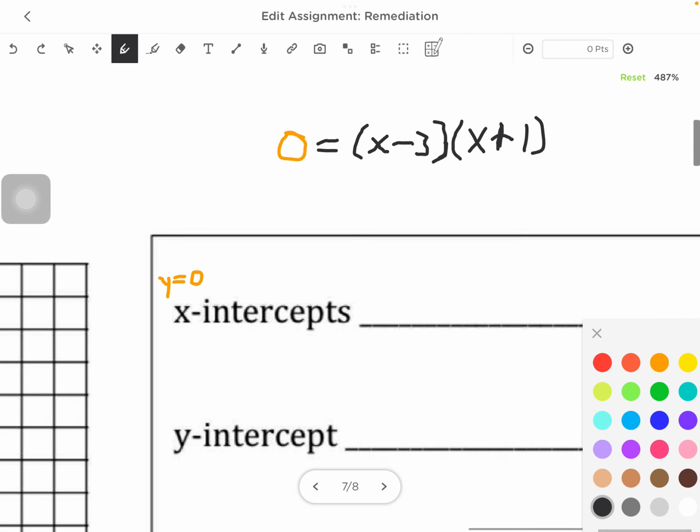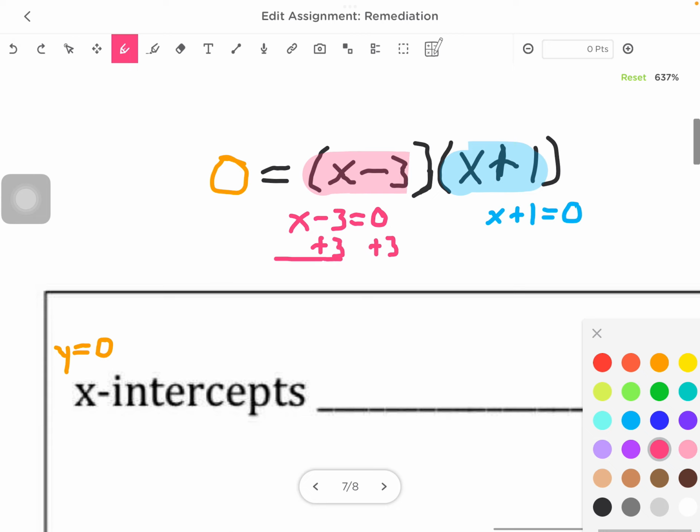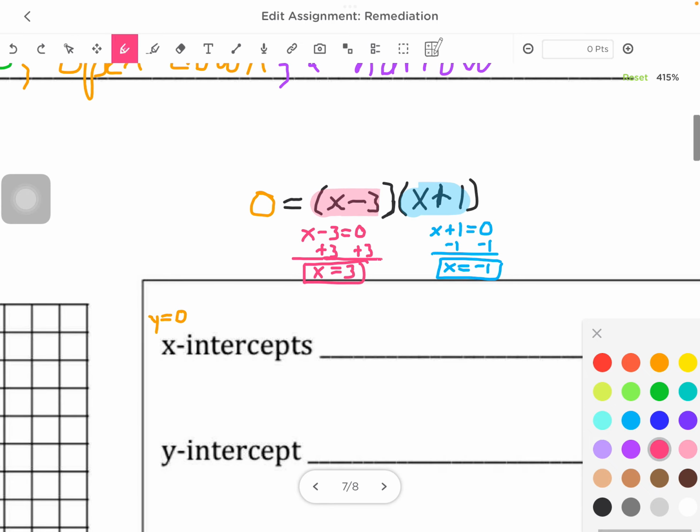Okay, so to solve that equation, we can use the zero product property. The way I like to do it is to think about it as two different numbers here. Pink times blue equals 0. If pink times blue equals 0, then that means either the pink number must be equal to 0 or the blue number equals 0. I'm just going to solve both of those equations. Okay, so there you go. Those are my x-intercepts right there.